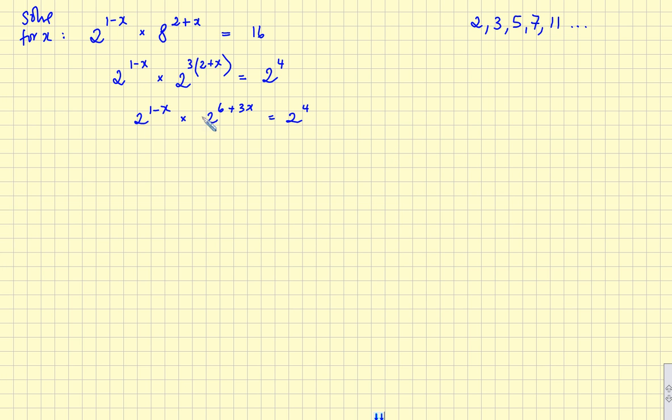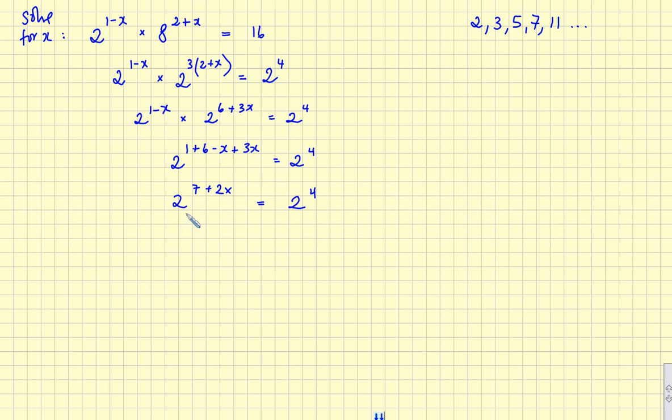Now, I can combine these, because it's multiplication and we've got the same bases, and turn them into 2 to the power of 1 plus 6 minus x plus 3x, and that equals 2 to the power of 4, so that I have 2 to the power of 7 plus 2x, and that equals 2 to the power of 4.